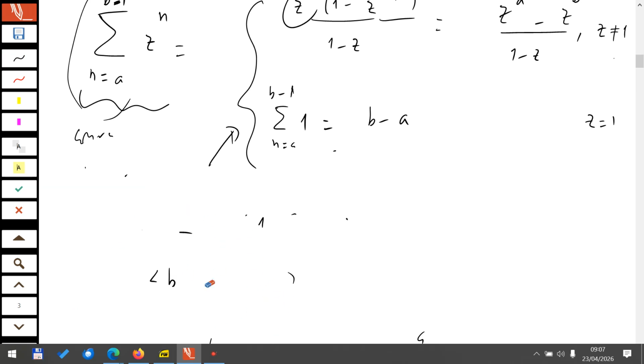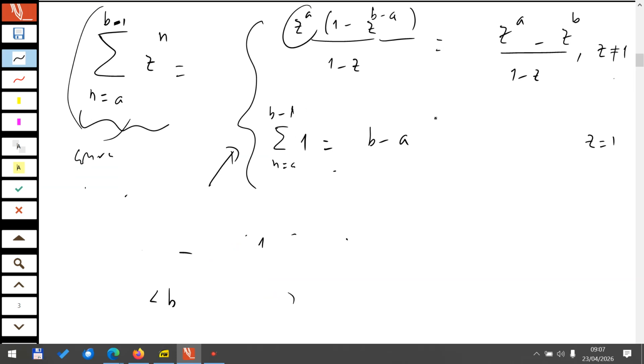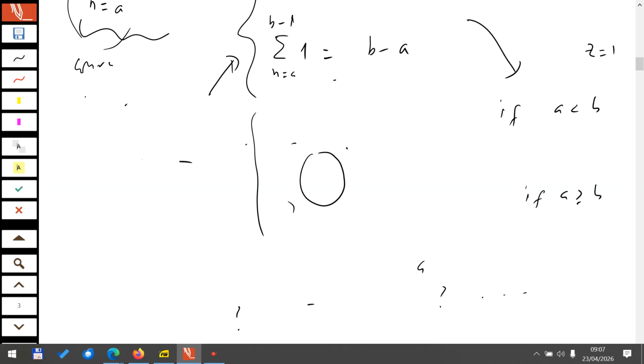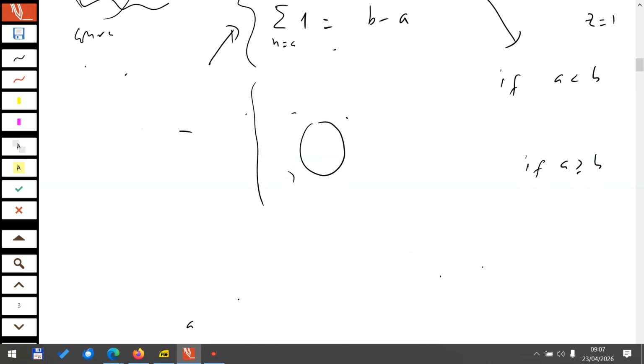I will say, okay, this whole thing is true if a is less than b, and if a is greater than or equal to b, then this will be 0. That's what you need to remember. That is the convention. The sum is by convention 0 whenever the lower limit is larger than the upper limit. There is no such thing as a negative sum, right?